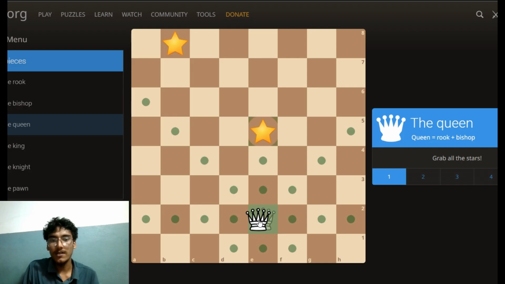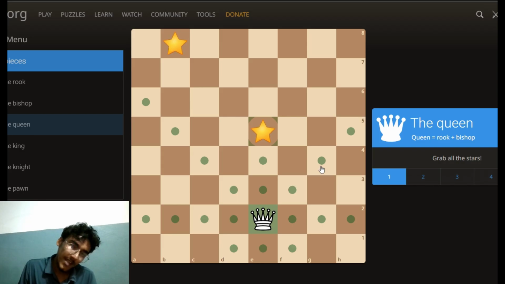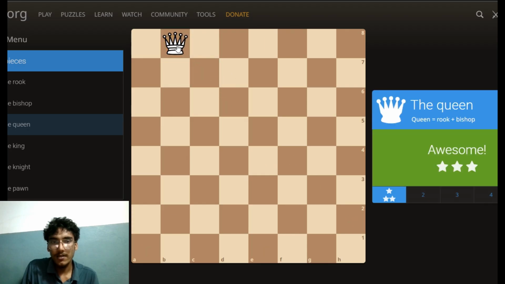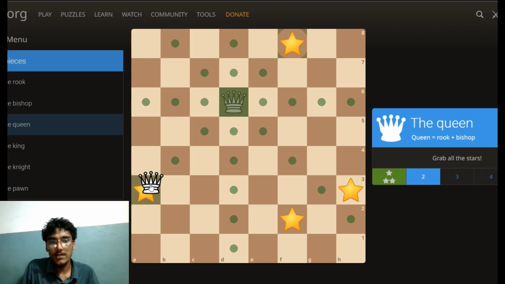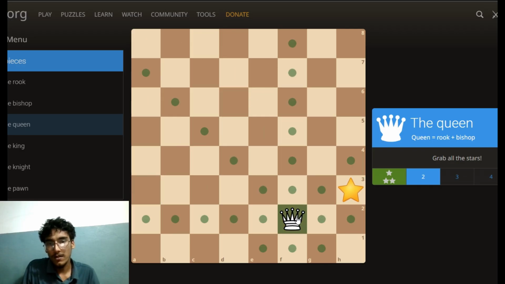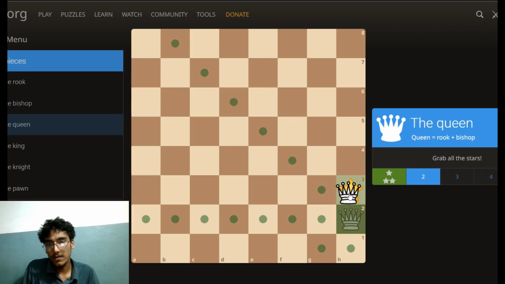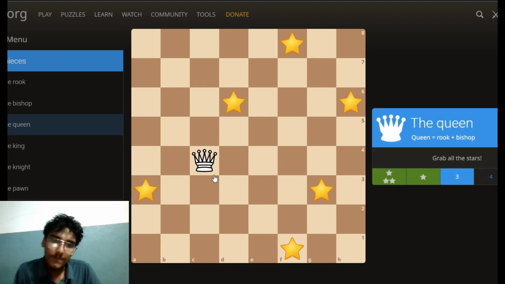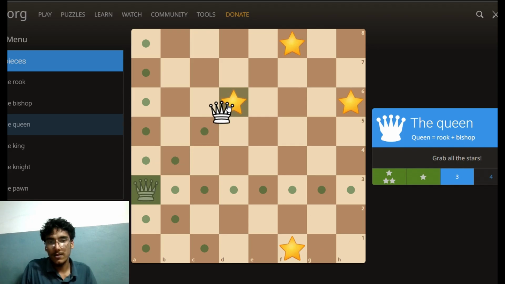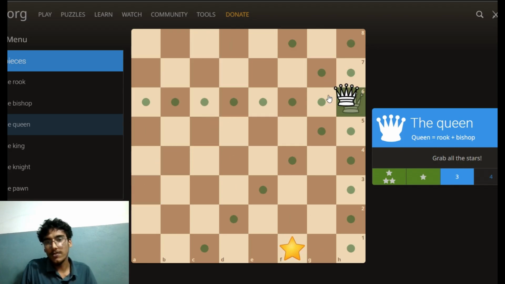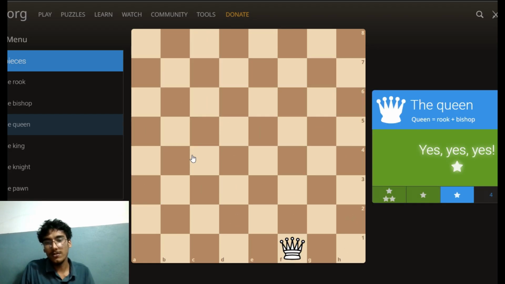So this queen can move. You can see these points where it can move, the mobility points. So it can move along diagonals as well as straight lines. So you can hit like this. Wherever it goes, it can move diagonally as well as straight. You can practice this on your own.